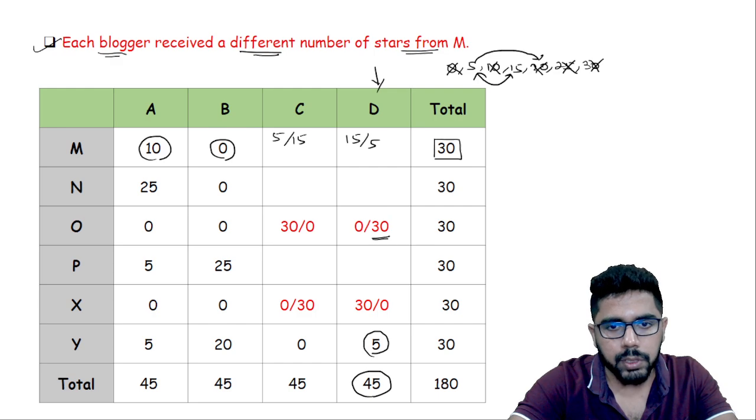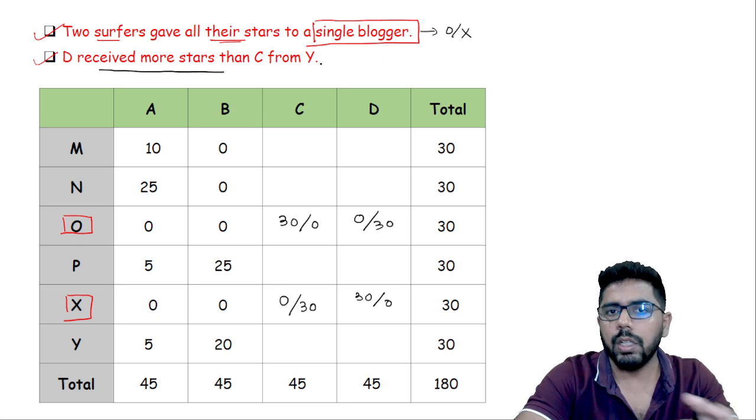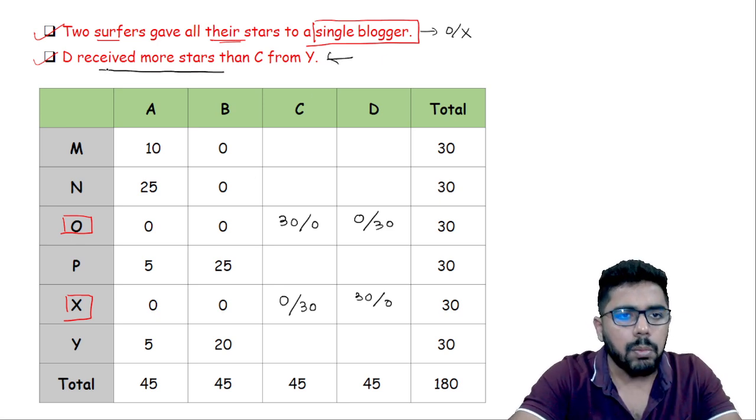Okay, I think I missed this. So let's come back to this. D received more stars from Y. We'll go back to that information once again, but let's come back to this.